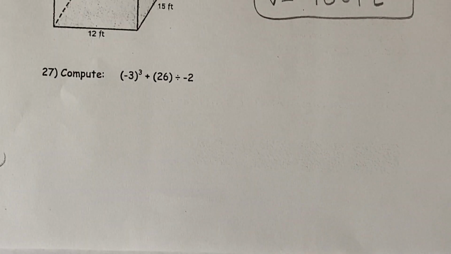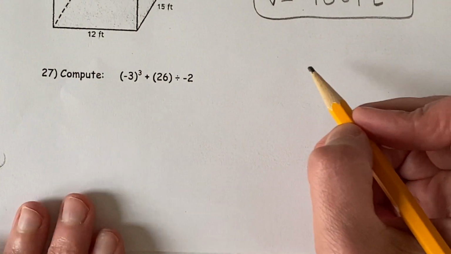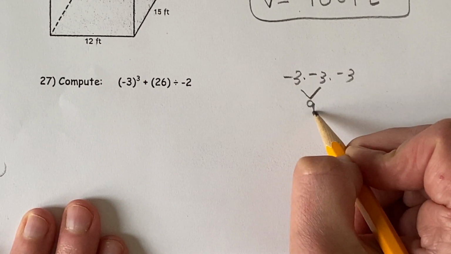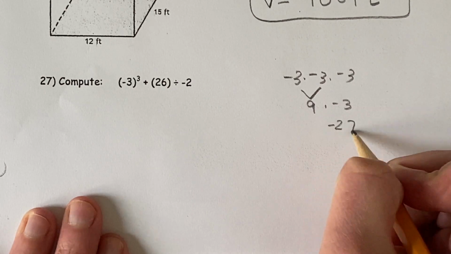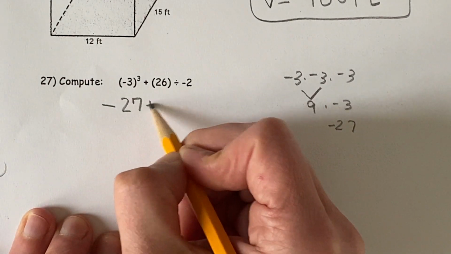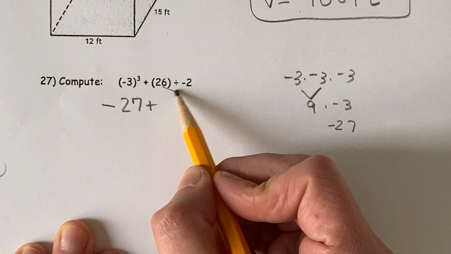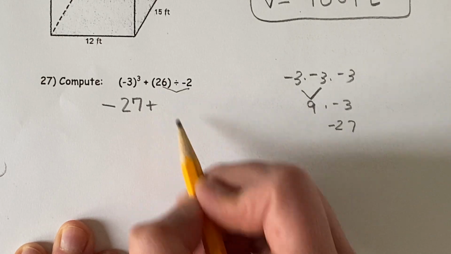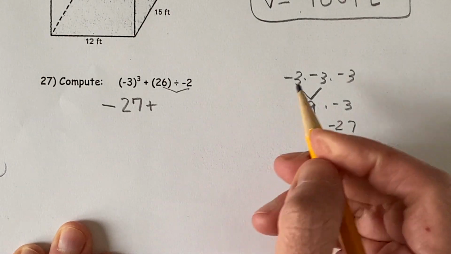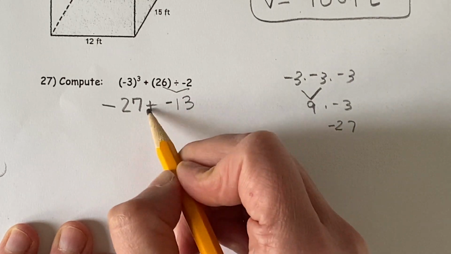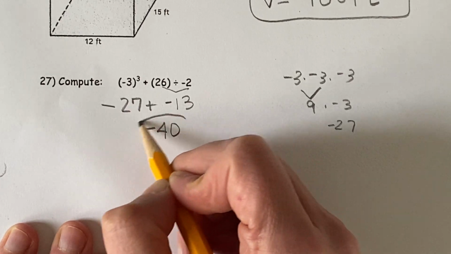Okay, 27. -3 cubed is -3 times -3 times -3, right? -3, -3, -3. That's a +9 times a -3 gives you a -27. Watch that. Okay, watch your signs. And now that is going, because we're following order of operations, don't forget, is going to be a -13. So now combining my debt, and I get -40.